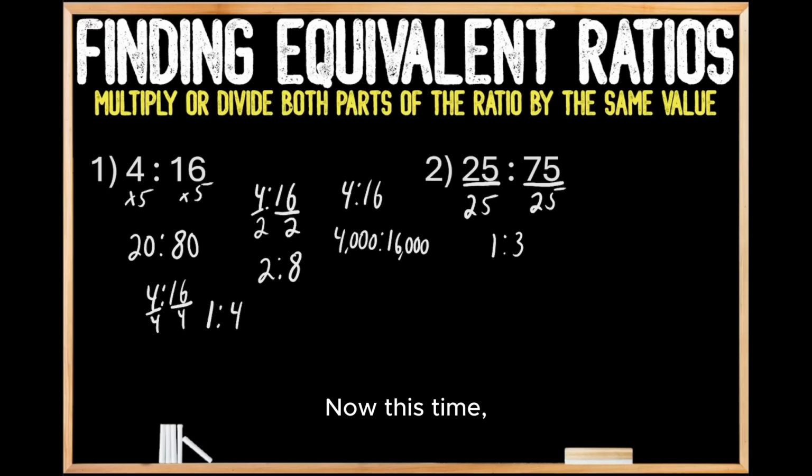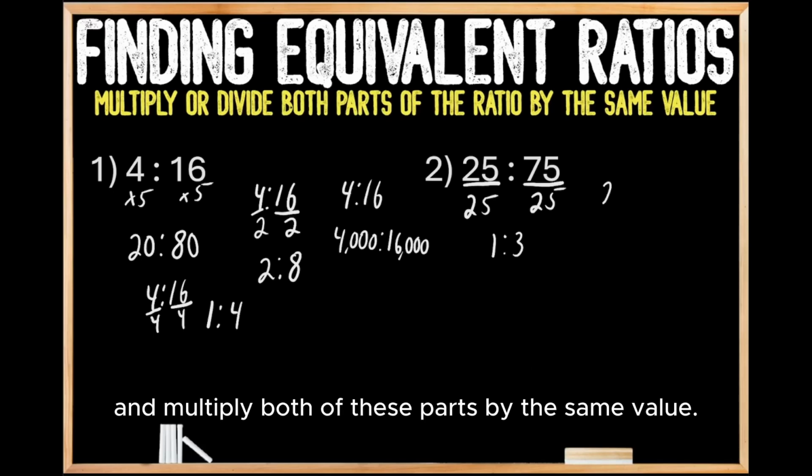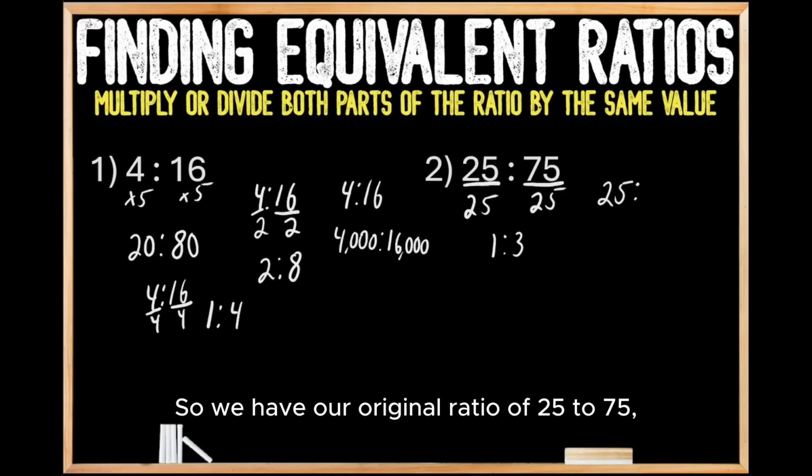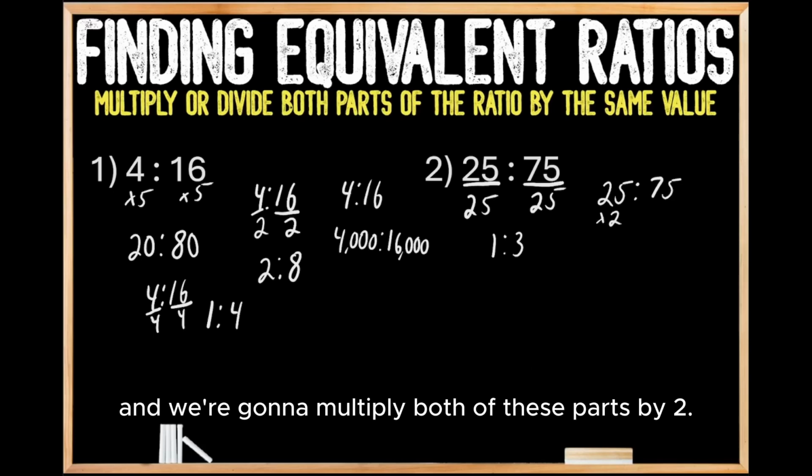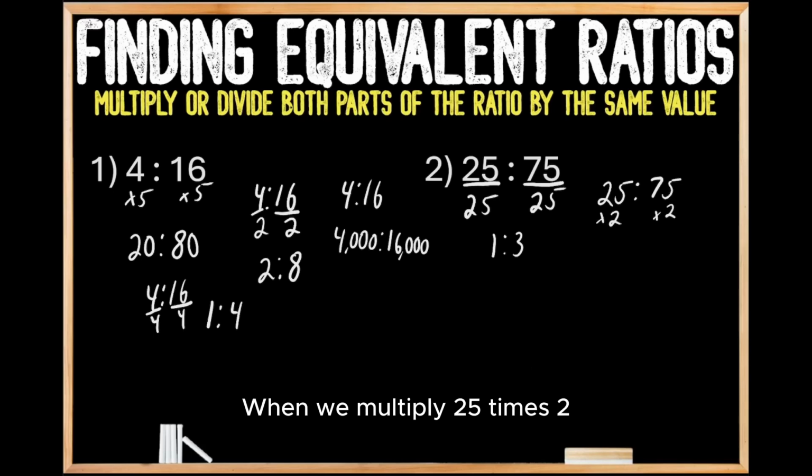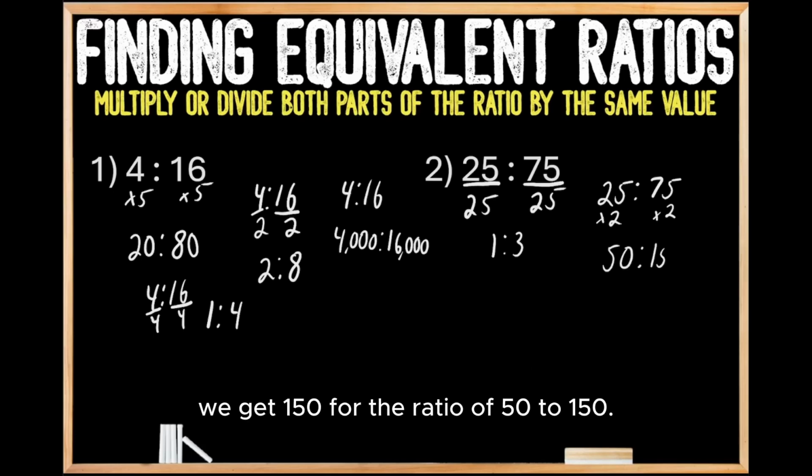Now this time, let's go ahead and multiply both of these parts by the same value. So we have our original ratio of 25 to 75, and we're going to multiply both of these parts by 2. When we multiply 25 times 2, we get 50. And then for our second part, when we multiply 75 by 2, we get 150 for the ratio of 50 to 150.